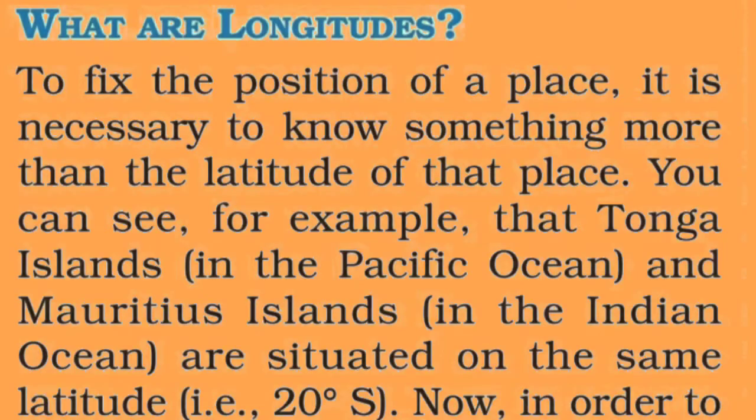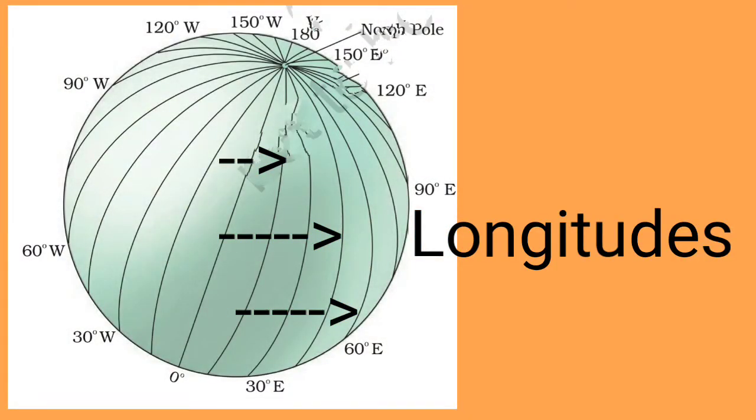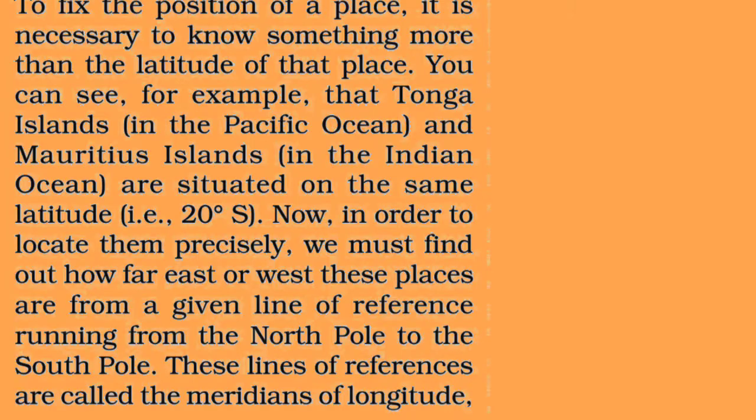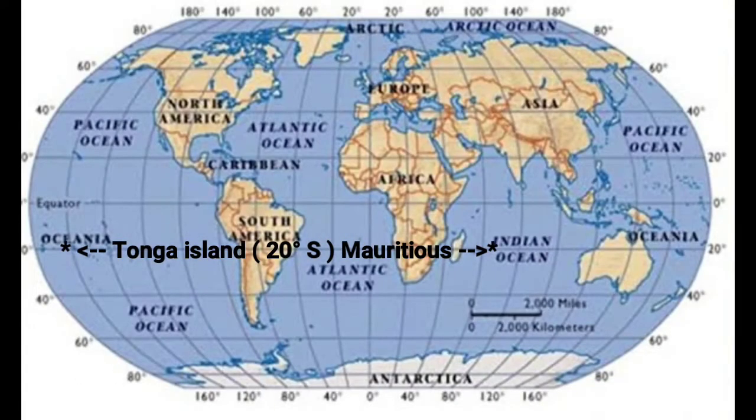You have just read about horizontal lines, latitudes. Just like that, we have some vertical imaginary lines on earth. They are called longitudes. I am giving you an example: Tonga Island in the Pacific Ocean and Mauritius Island in the Indian Ocean are situated on the same latitude, that is 20 degrees south.